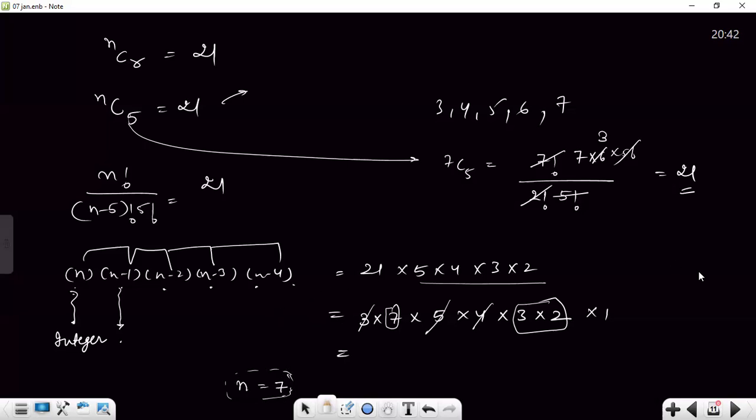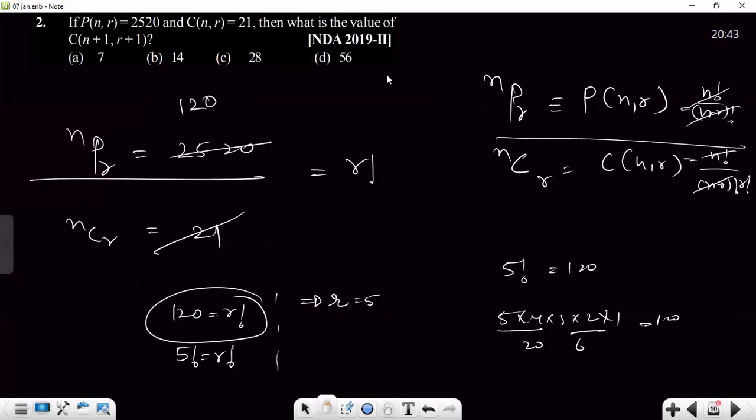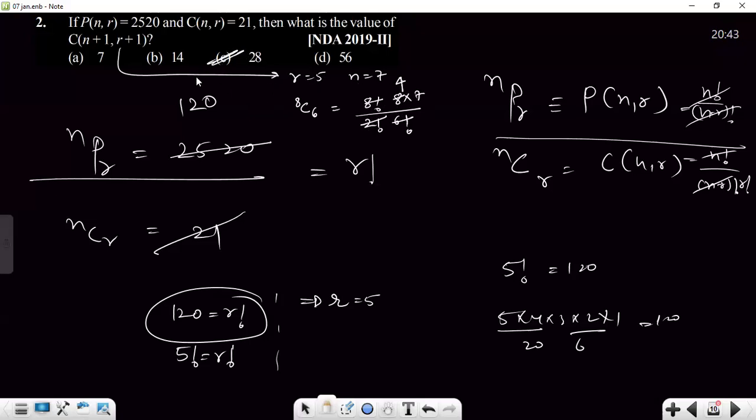Okay, cool. So let's now find out the answer with n being 7. R was 5, n is 7. Now we have to find n plus 1 C r plus 1, so 8C6. 8 factorial divided by 8 minus 6, 2 factorial, into 6 factorial. This cancels to 8 into 7. 2 cancels 8 by 4. 4 into 7 is 28. C is the correct answer.